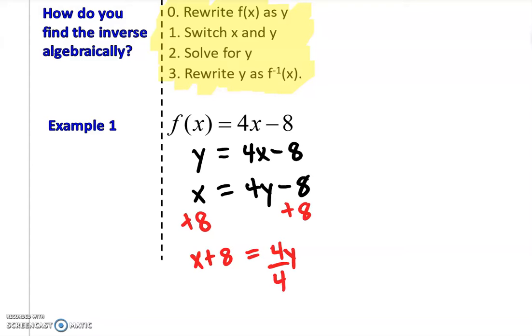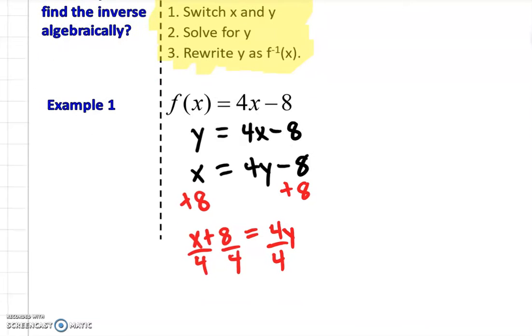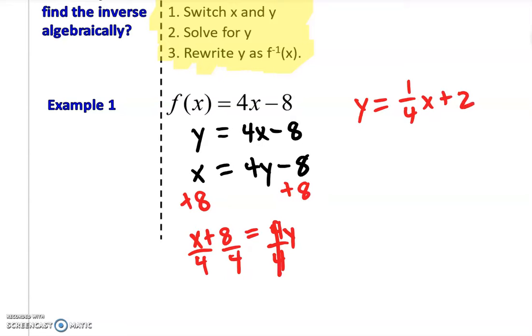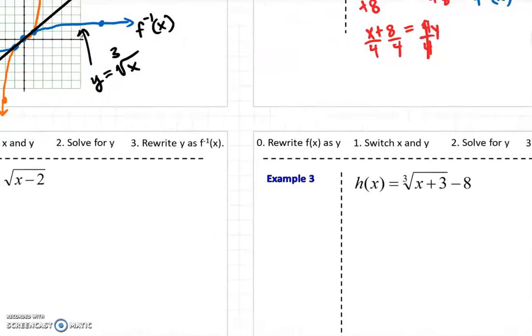And then we're going to divide by 4. We must divide all terms by 4. So we end up with y equals 1/4 x plus 2. 8 divided by 4 is 2. X divided by 4 is 1/4 x. So this is considered the inverse. And then at the end, we want to use proper notation. So we're going to switch y back to the inverse of f of x is equal to 1/4 x plus 2. And that's how you're finding an inverse algebraically.